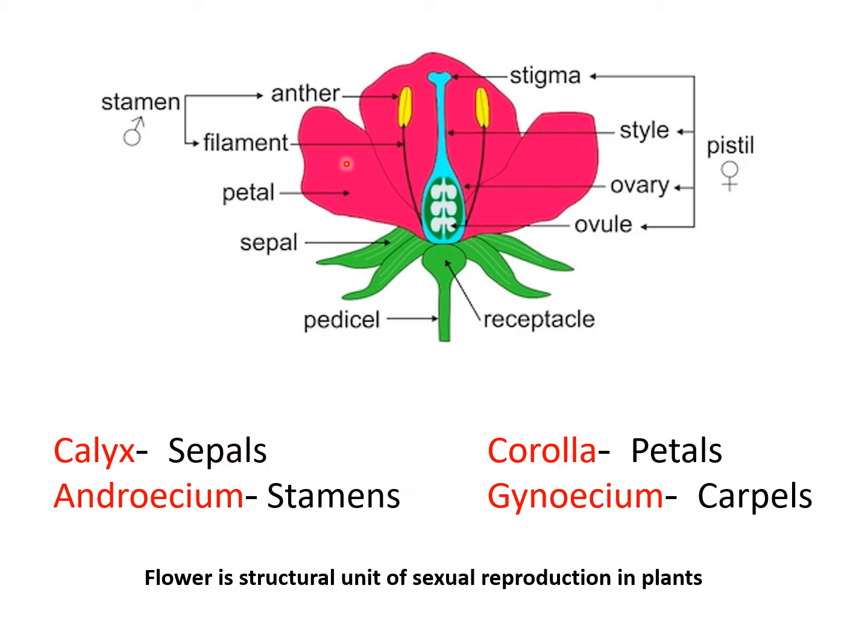Then this colorful part of the flower is called corolla and it is made up of petals.